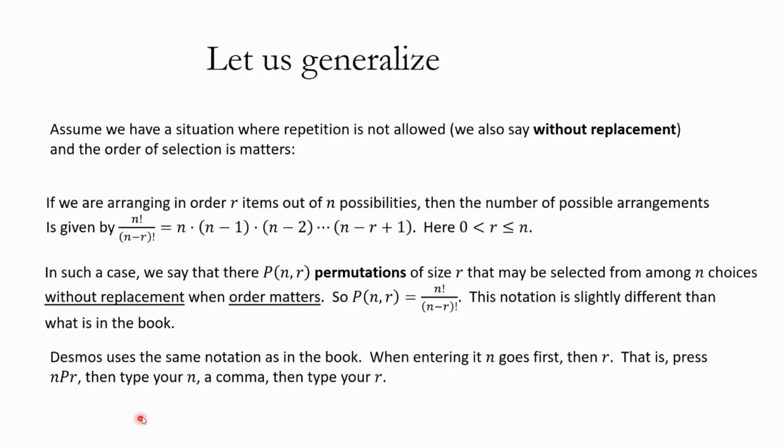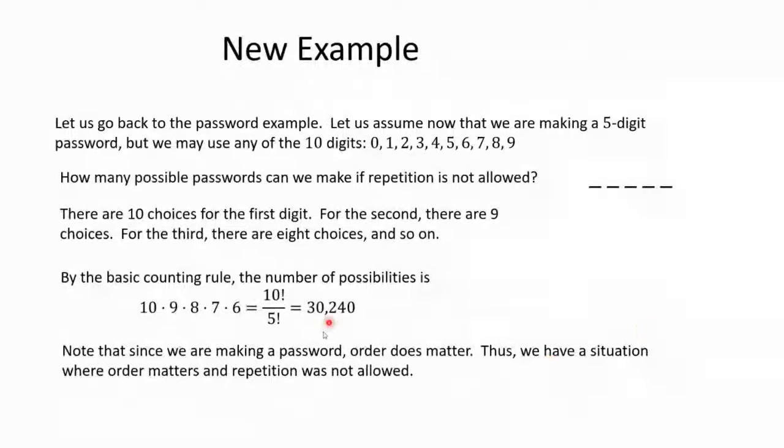Basically what happens is you're going to press this key, and then you'll type in what n is, then a comma, then you'll type what r is. And that'll give it to you. So if we go back to this, this is actually a permutation of 5 items among 10 choices.